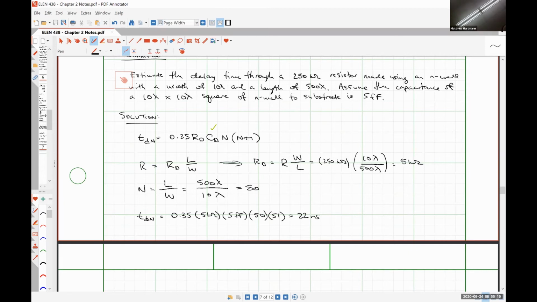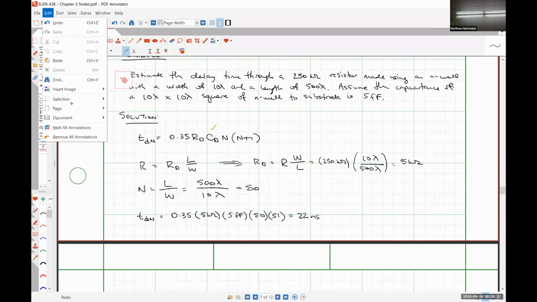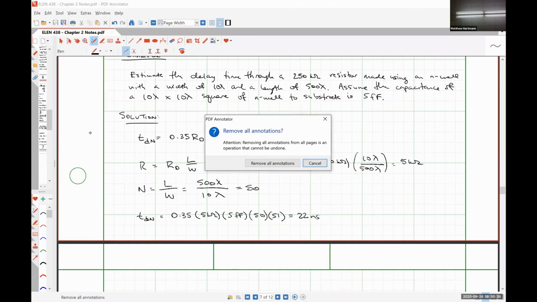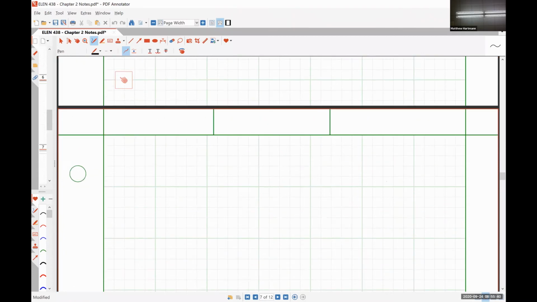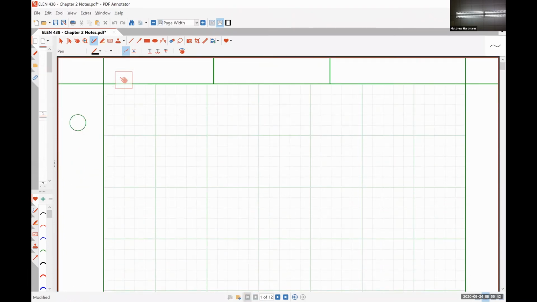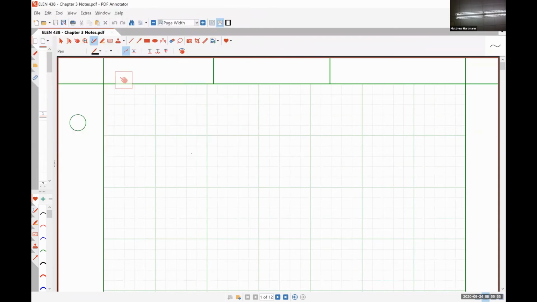All right, so now that that is saved, let's see, edit, remove all the annotations, go back to the first page, and let's save this as chapter 3 notes. Okay, I'll be back in just a moment.